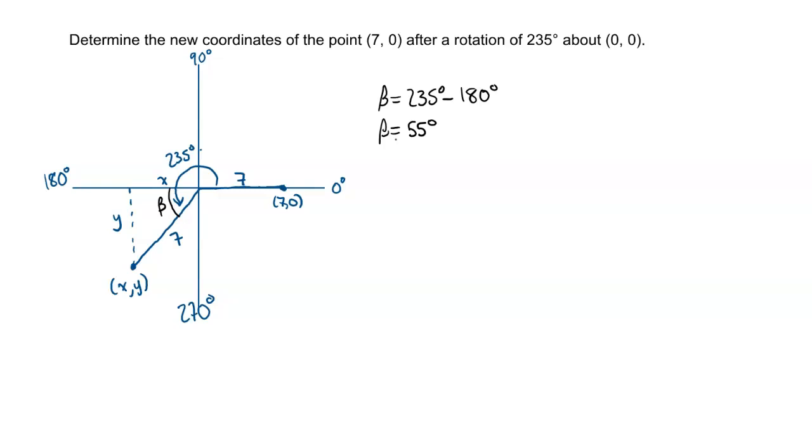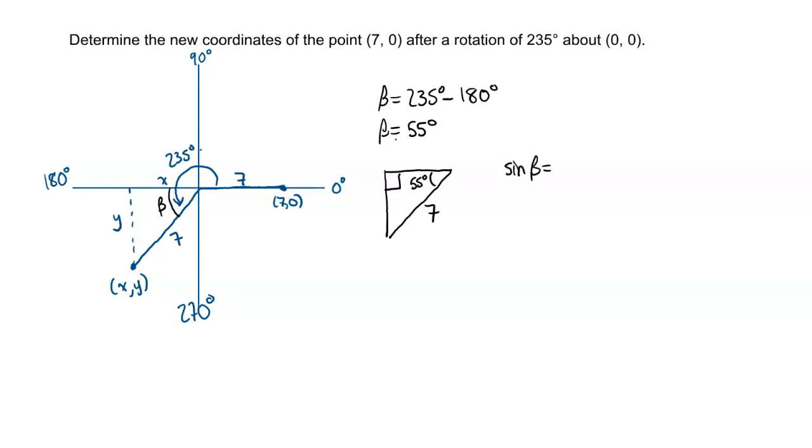And so now I have to think about what this is in terms of a right triangle. I'm just going to take the right triangle that we have and bring it over by itself so we can focus in on that right triangle. So we know the angle is 55 degrees there, and we know that the length of the hypotenuse is 7.